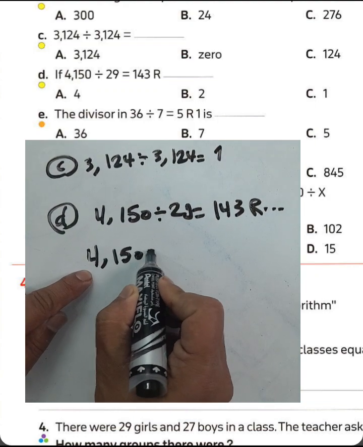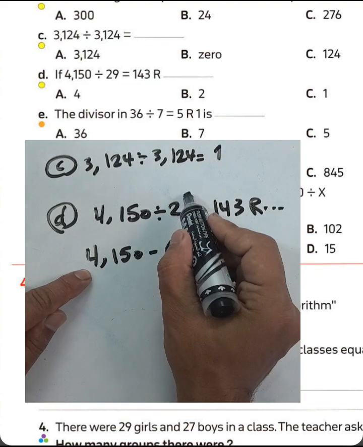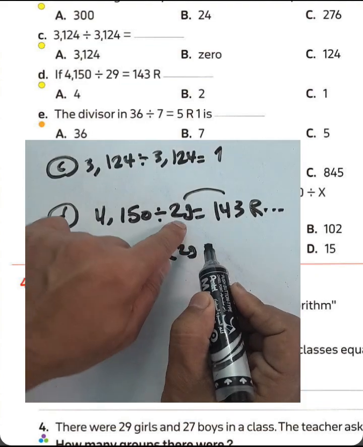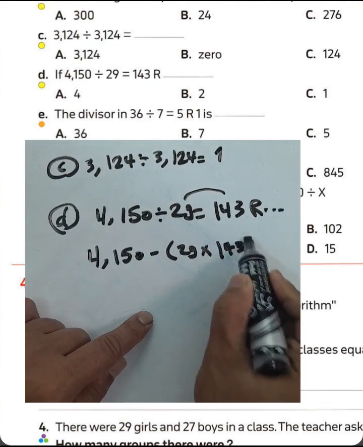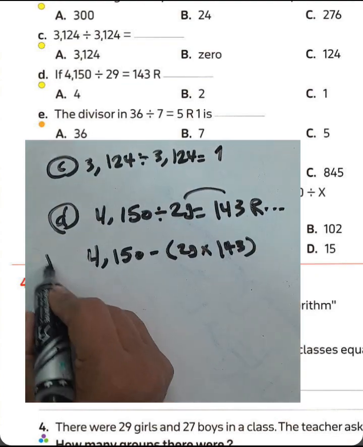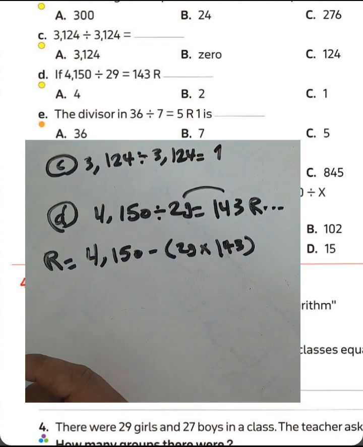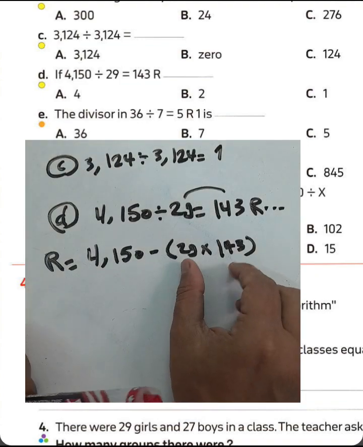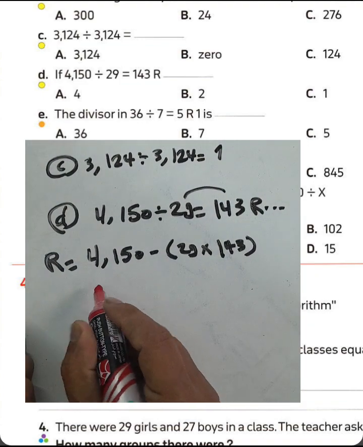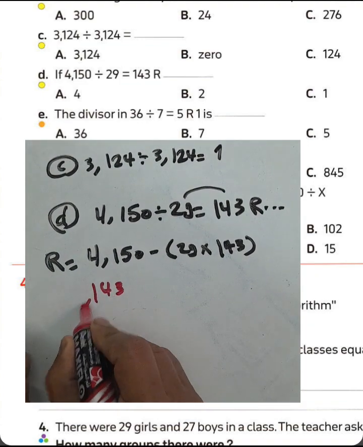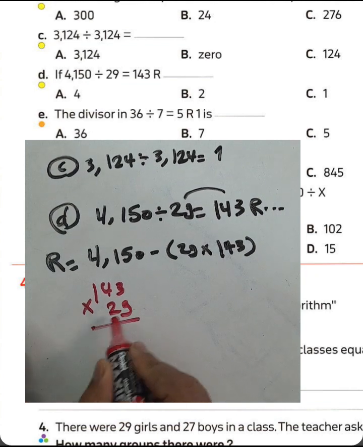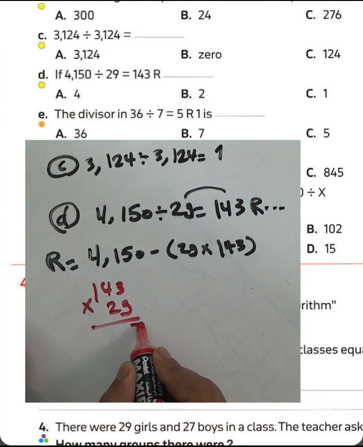To find the remainder, you can write the dividend, 4,150, and subtract the multiplication between 29, the divisor, and 143, the quotient. First step, we can find the multiplication between the two numbers by using long multiplication. Write 143 by 29. 3 times 9 equals 27. Write 7 and carry 2.